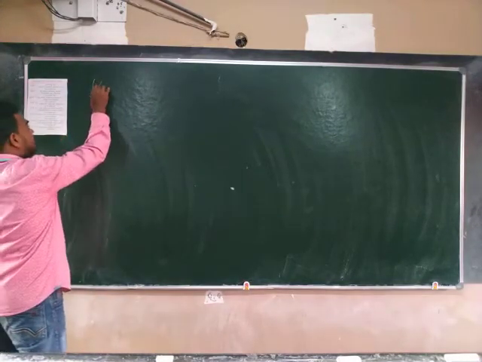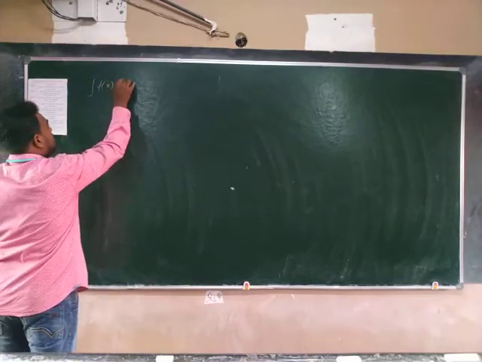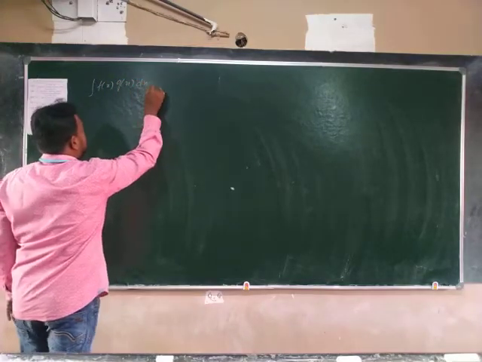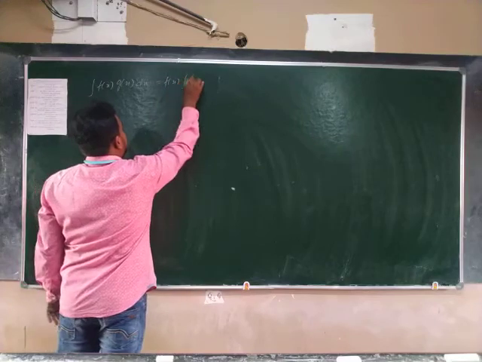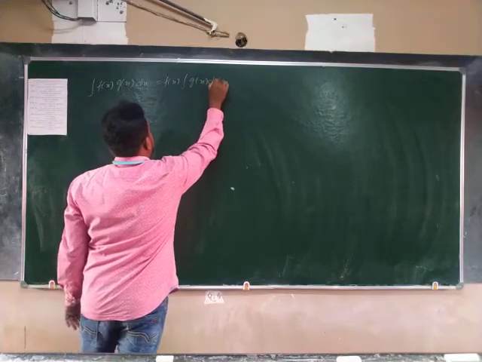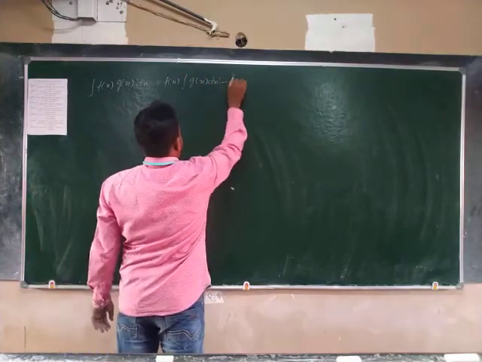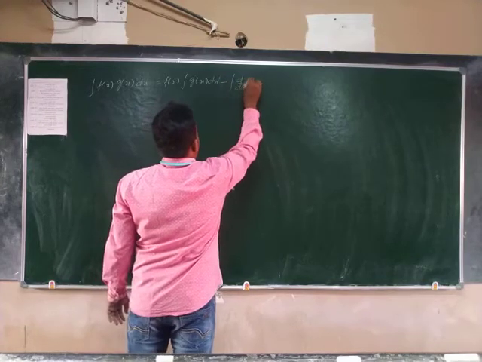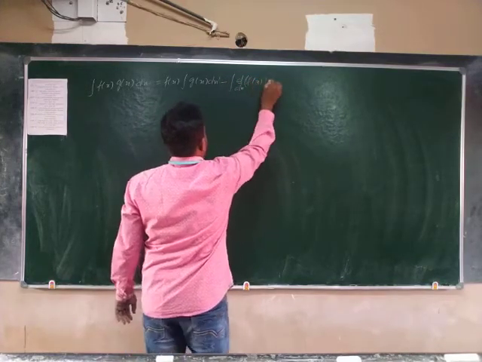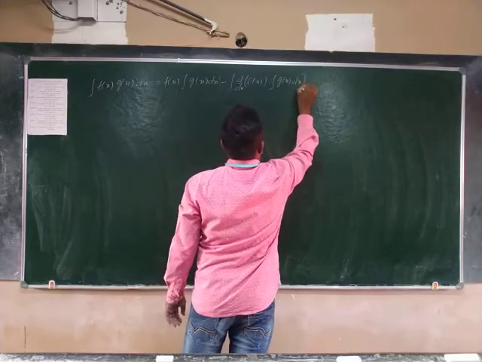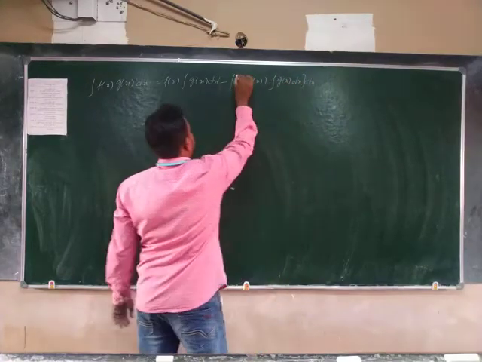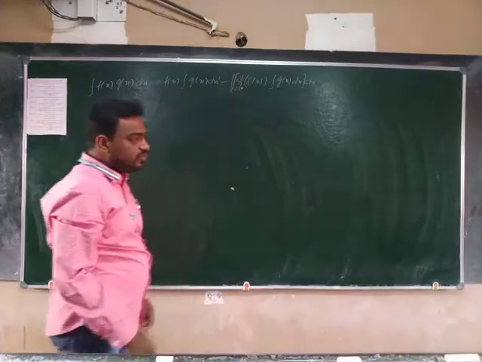That is, integration of f of x into g of x dx is equal to f of x into integration of g of x dx minus integration of d by dx of f of x into integration of g of x dx, whole dx. This is the integral by parts formula.